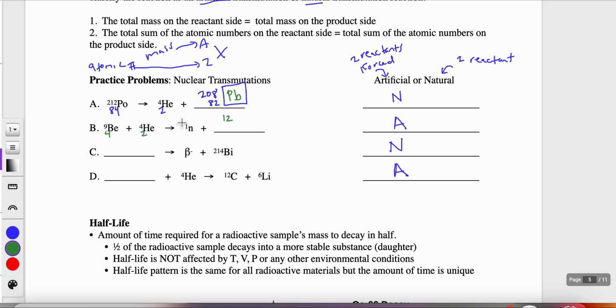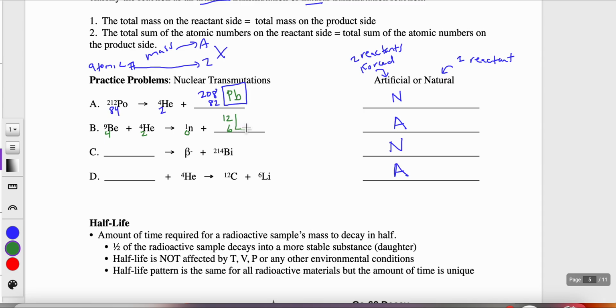Now I have this structure. That is not the symbol of an element, but that's the symbol of a neutron, and I can look on table O for the atomic number. So if it's a neutron, according to table O, its atomic number is 0 because it has no protons. So I have a total of 6 protons on the left. This structure has none, so the missing structure must have all 6. So it has an atomic number of 6.